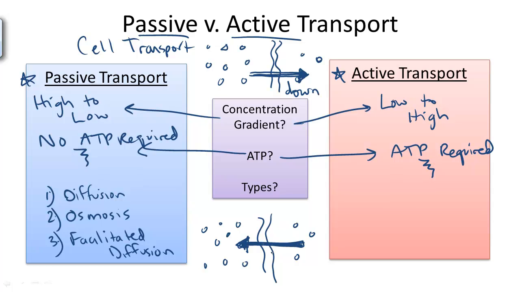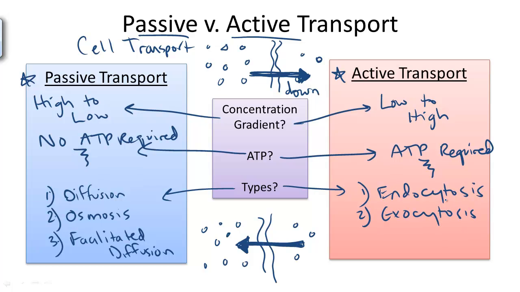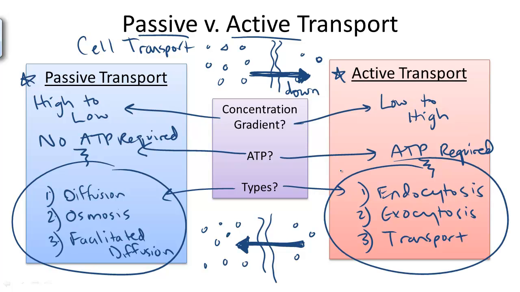Think about it as a river. If you're flowing downstream, it doesn't take too much energy for that water to move down. And if you're moving upstream, think about how much more difficult it is to paddle, let's say if you're in a boat. And so what are the types of active transport? Well, different from passive transport, they include endocytosis, exocytosis, and a transport pump. We'll talk about these six types of transport in other videos.